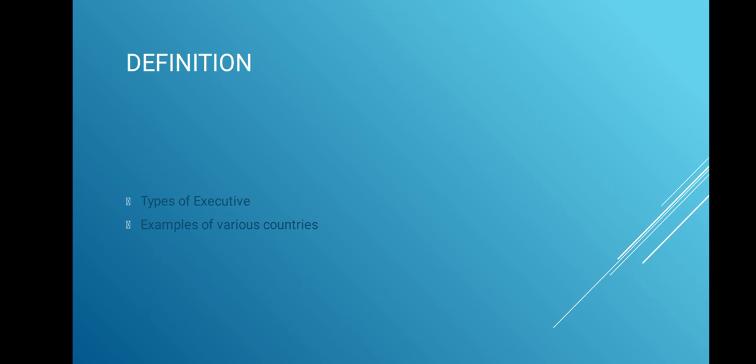If we try to define the executive, it is a part or organ of the government that executes rules made by the legislature. But what are the types of executive? There are various types of executive in the world, because every country may not have the same type of executive.